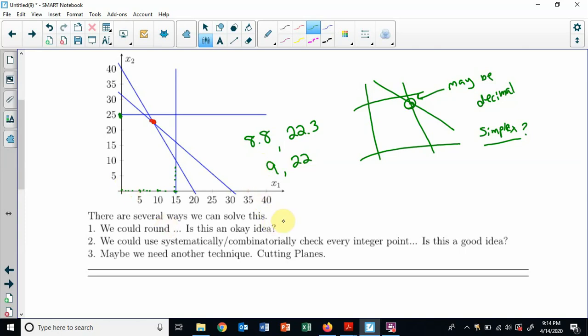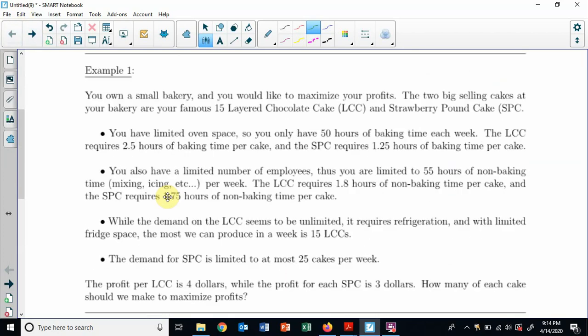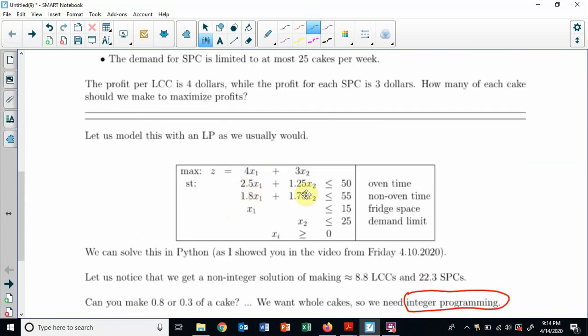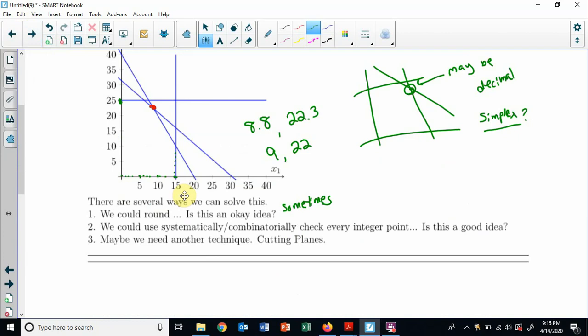Is that an okay idea? Sometimes. Let's go back and check. Is 9, 22 even feasible? Let's see. Oh, might need a calculator because these are kind of nasty constraints. So some people say, just round it down, but then you may be missing something. So anyways, is it even feasible?